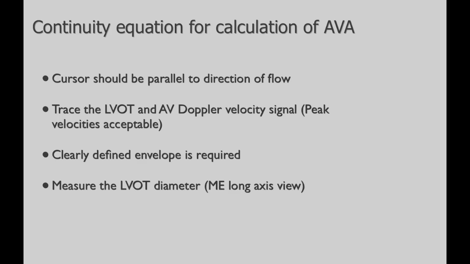So, to summarize and demonstrate the continuity equation, we understand already that the cursor should be parallel to the direction of blood flow, either the deep transgastric or the transgastric long axis. We need to measure the left ventricular outflow tract in the mid-esophageal aortic valve long axis view, and we need to trace those aortic valve Doppler signals that we obtain in those transgastric views. We need clear envelopes, and we need to make careful measurements of that left ventricular outflow tract diameter in order for the calculations to be accurate.